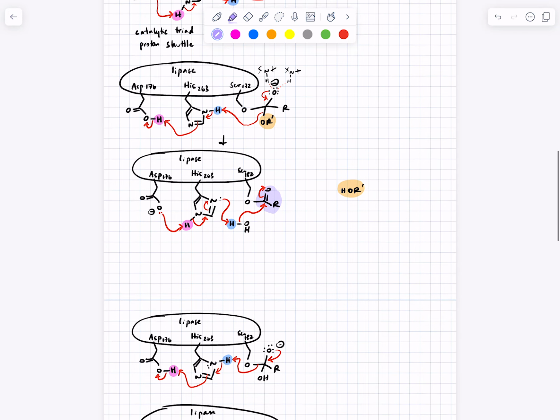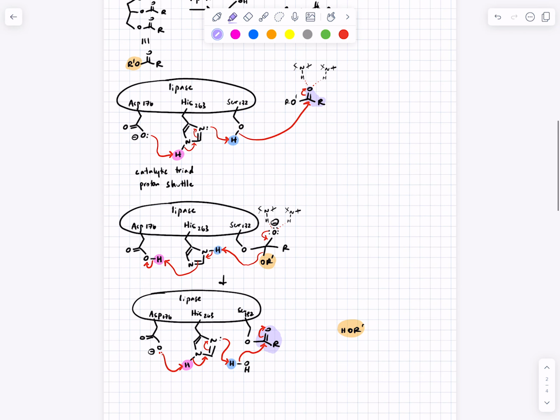And if you follow the pink and the blue, you can see we're basically just trading who's got protons and using that to drive the process. All right, questions so far?